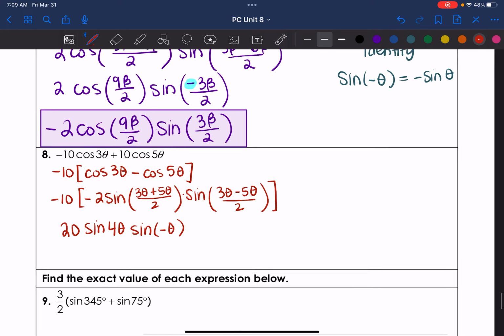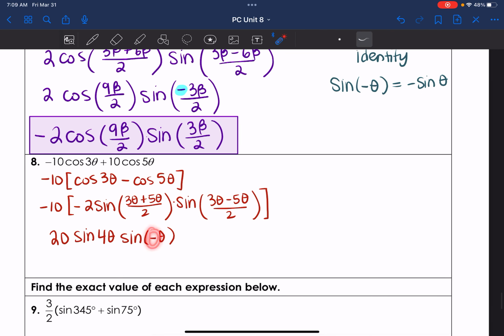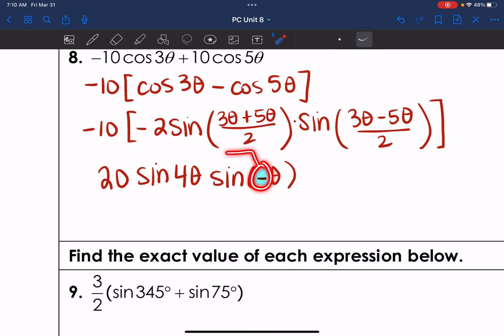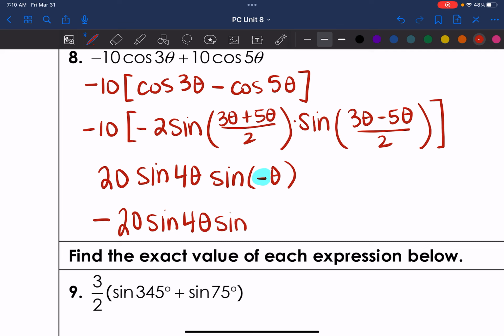So the good thing is that we did this already. Anytime you have a negative sign inside of the parentheses, you really ought to fix that. And we already looked at our even odd. And we know that anytime there's a negative inside when it's sine, you get that negative and you move it out front. So for us, this negative is going to move all the way up front over here. So this is going to become negative 20 sine of 4 theta sine of just 1 theta.